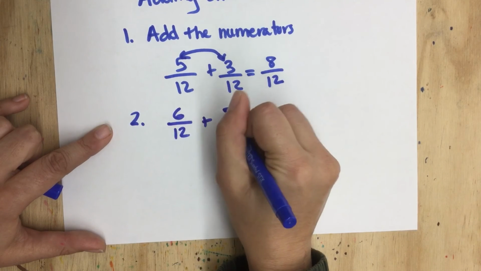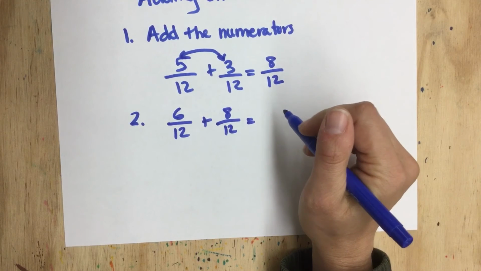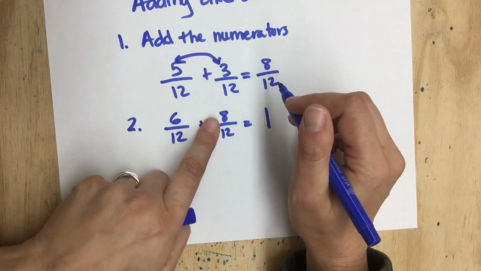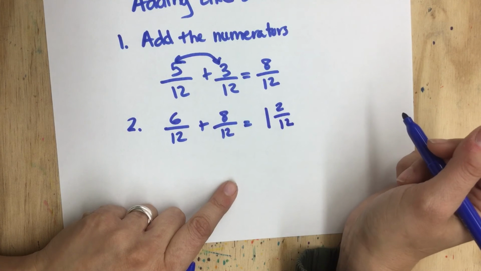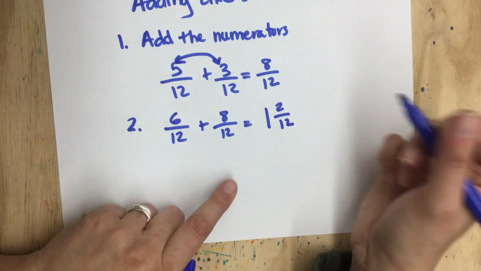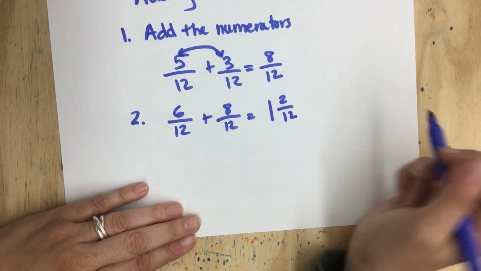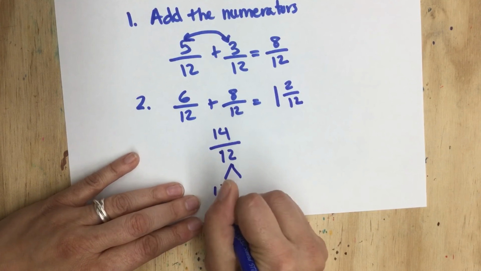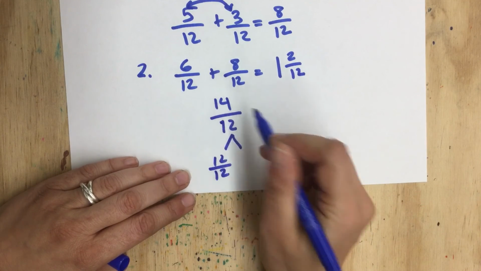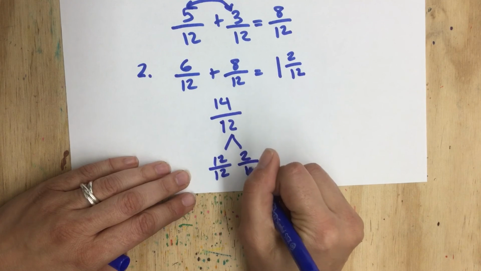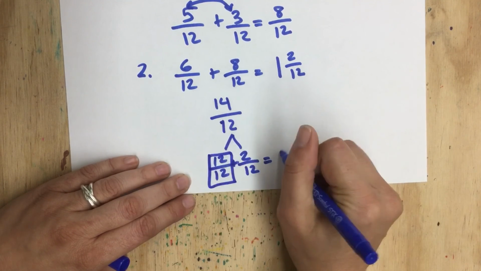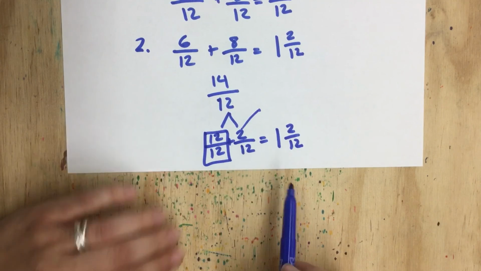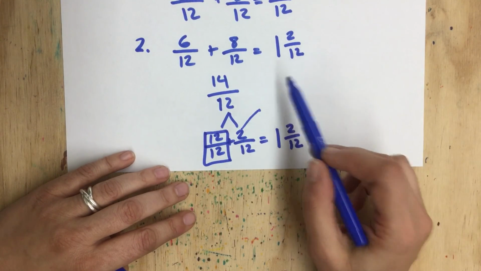6/12 plus 8/12 equals 14 twelfths, since 6 plus 8 is 14. And then I would decompose that to 12 twelfths. And then I would say what plus 12 makes 14? That would be the 2 left over. And so that would be 1 and 2 twelfths. I did it in my head over here, but then I showed you the steps down here of turning an improper fraction into a mixed number.